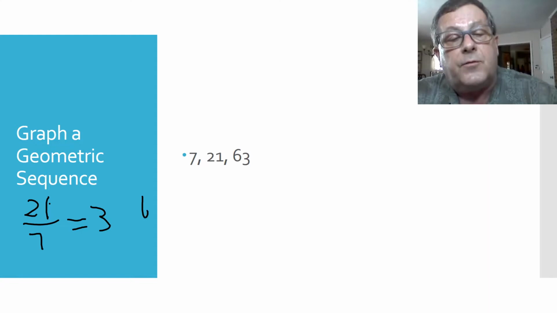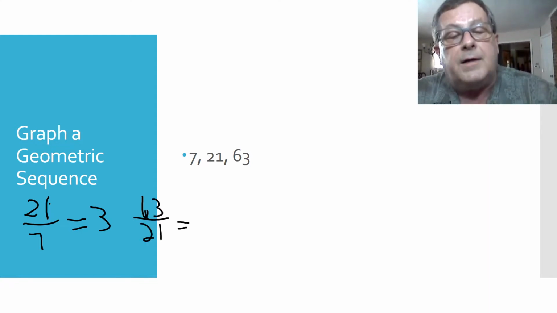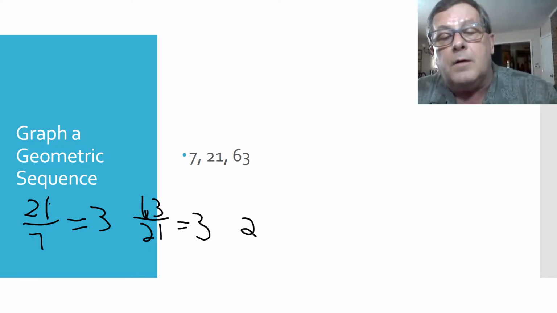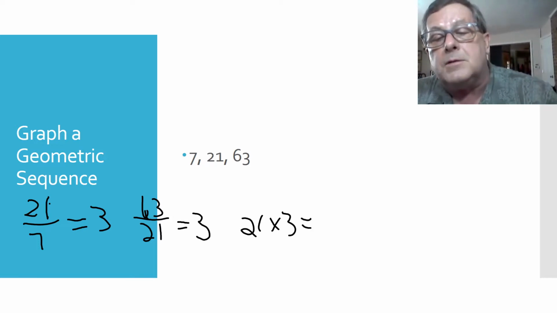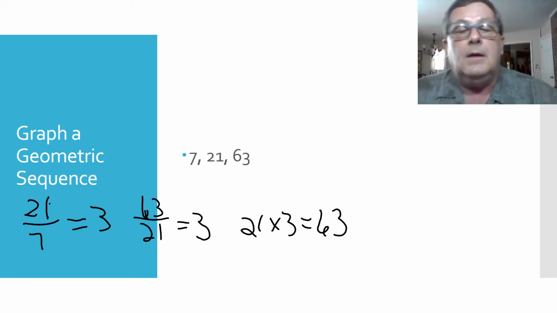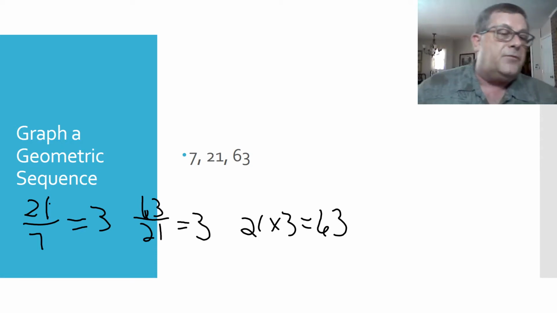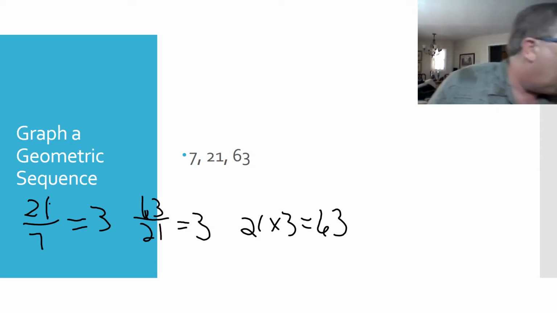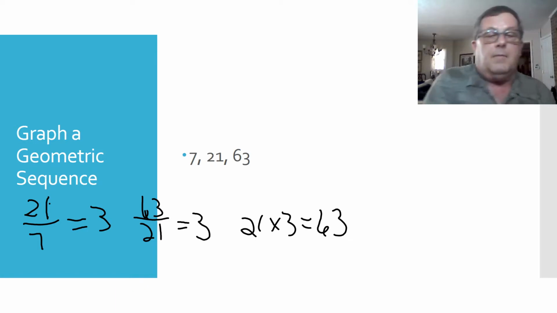And I can do one of two things here to verify my third term. I could take 63, divide it by 21. That does, in fact, equal 3. Or I could just take 21 as a test, multiply that times 3. Well, that would also give me 63. So I then can take 63 and multiply it by 3 to get my next term.